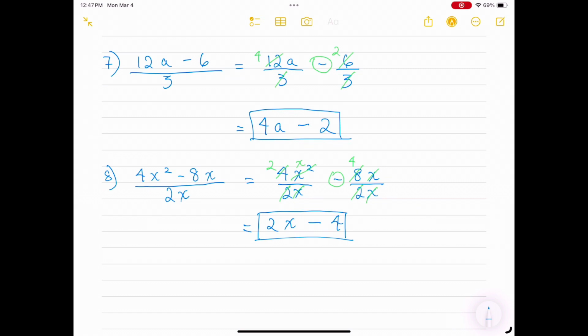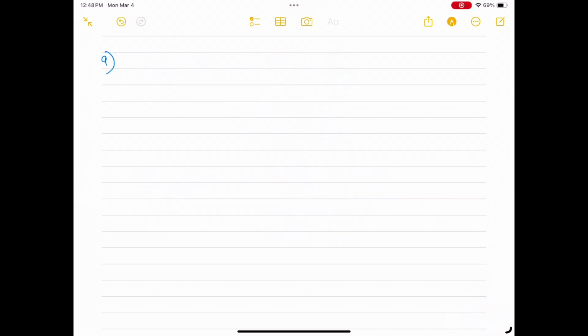So we have 2x minus 4. We box our answer. Example number 9, negative 28x cubed plus 7x squared all over 7x. We divide each term above the division line by 7x. So first we have negative 28x cubed divided by 7x plus 7x squared divided by 7x.